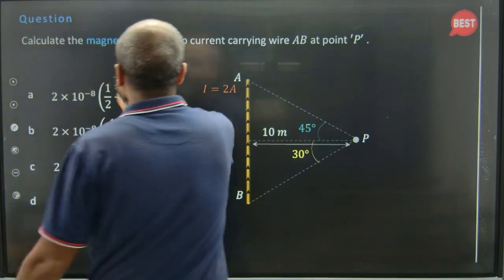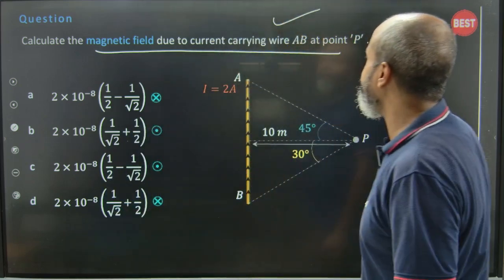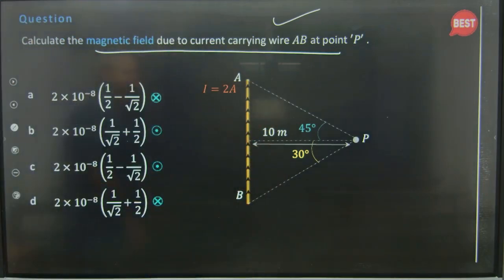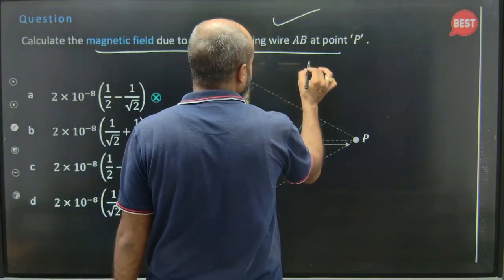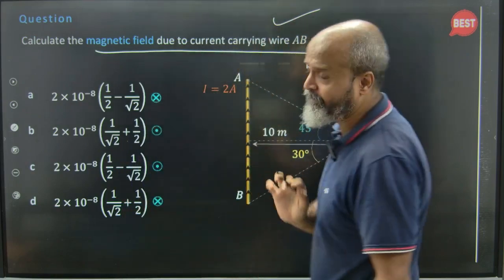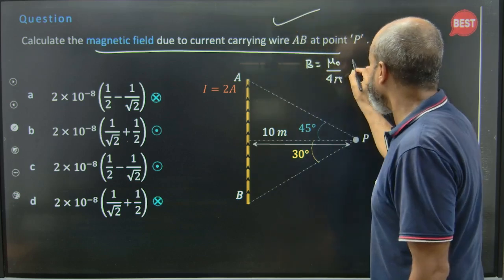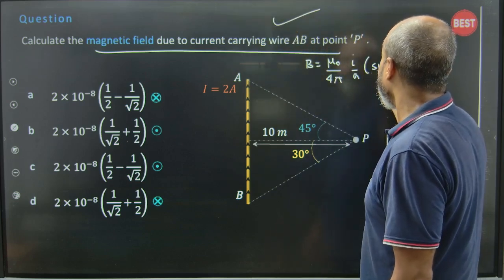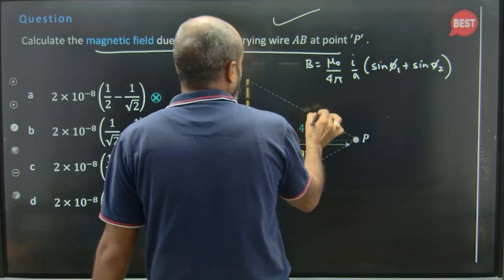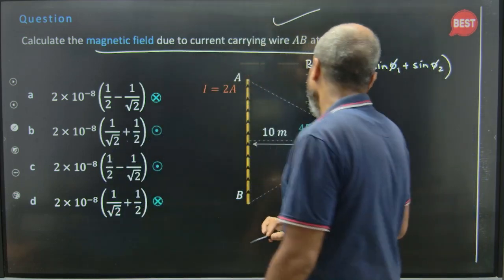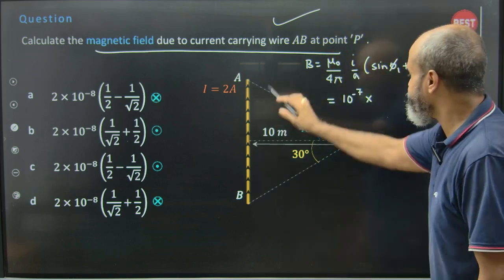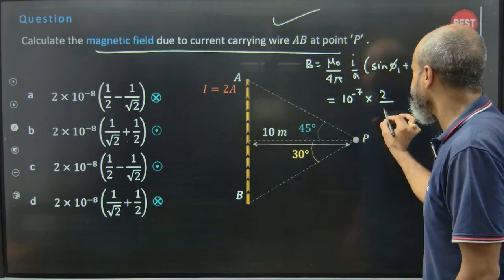So here we have a question. Calculate the magnetic field due to the current carrying wire AB at a point P. So this is a current carrying wire AB and we have to calculate the magnetic field at this point. So very quickly what we have learned is B is equal to, this is a finite wire, mu naught by 4 pi, finite wire. The formula that we have learned here, I by A (sine phi 1 plus sine phi 2), is applicable only to a finite wire. Okay. So here we have mu naught by 4 pi, that is 10 raised to minus 7, into I, that is 2 amperes, into A, that is 10 meters.